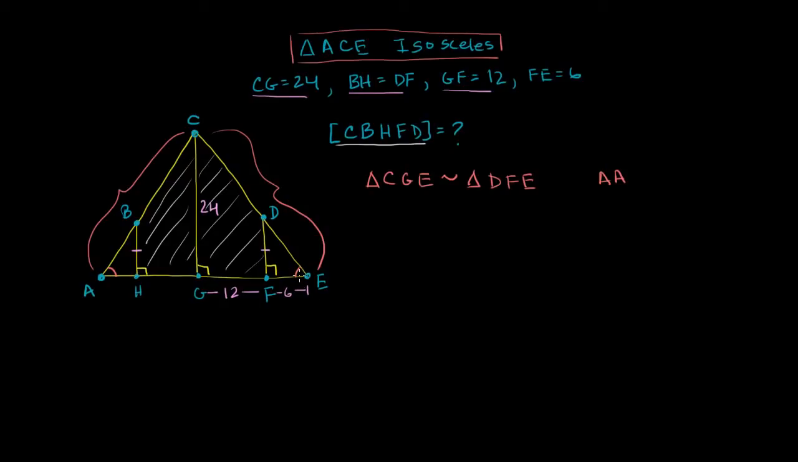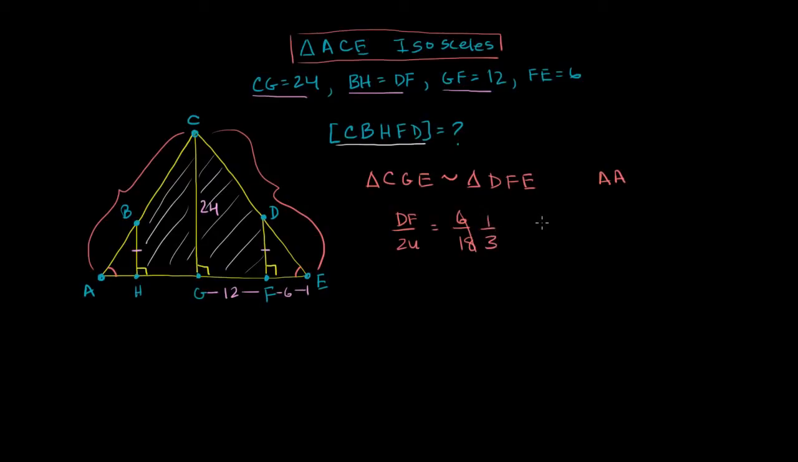And so then once we know that they are similar, we can set up the ratio between sides, because we have some information about some of the sides. So we know that the ratio between DF and this side right over here, which is a corresponding side, the ratio between DF and CG, which is 24, is going to be the same thing as the ratio between FE, which is 6, and GE, which is not 12. It's 12 plus 6. It is 18. And then let's see, 6 over 18, this is just 1 over 3.